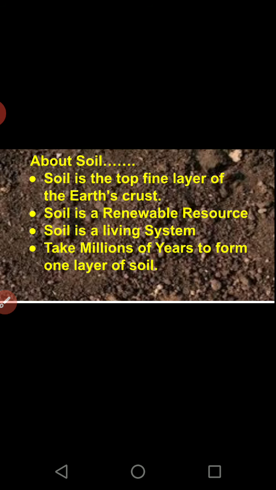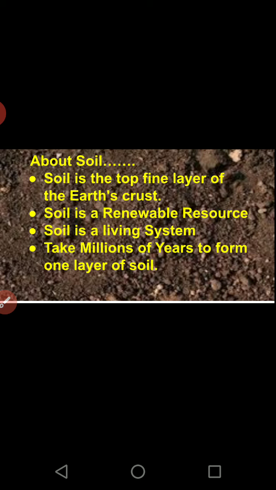First of all, soil is which part of the earth's surface? Soil is the top fine layer of the earth's crust. The crust is the hardest layer, and in that, the topmost layer, which is very narrow. It is actually not very deep, it is just a narrow layer, and this topmost fine powder, or you can say mixture, is called soil.